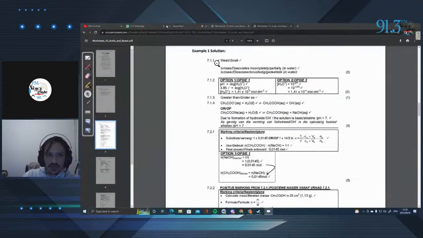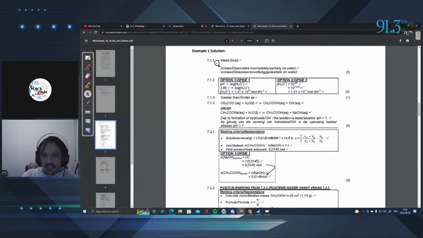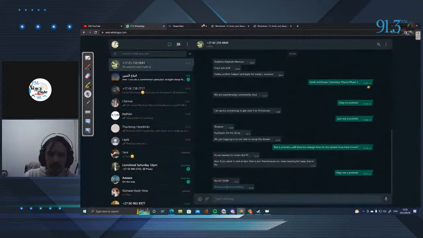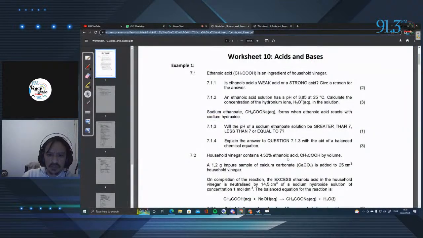And that's essentially what they are telling us here as well in the memo, if we take a look. And that's what's happening over there. And the same thing happens here. So it's a reversible reaction. So they say due to the formation of the hydroxide, the solution is basic. And that's basically what we said. Excuse the pun. Now let's go back here.